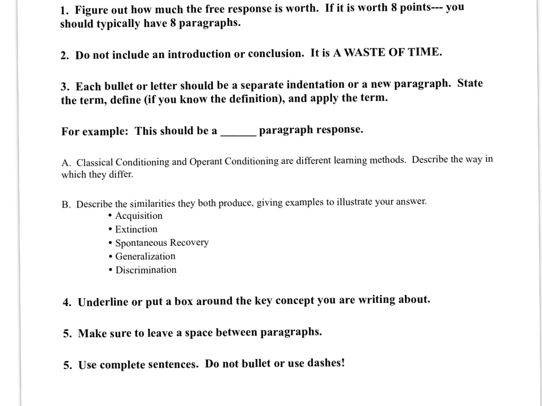In the second part, B, it asks you to describe the similarities they both produce by giving examples to illustrate your answer. So acquisition would be your 2nd paragraph, extinction would be your 3rd, spontaneous recovery would be your 4th, generalization would be your 5th, and discrimination would be your 6th. So in this case, you would have 6 paragraphs, and this FRQ would be about 6 points.